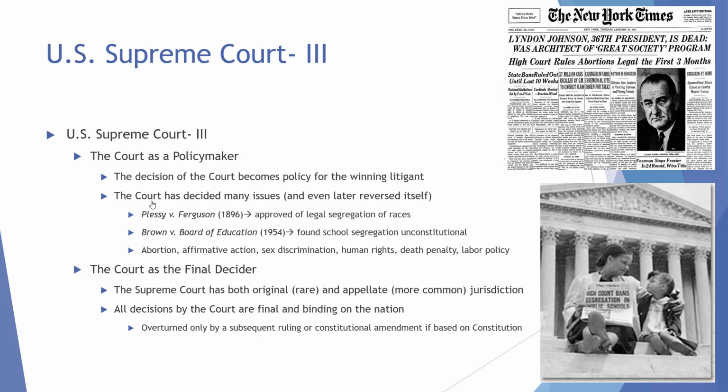So all decisions by the court are binding on the entire country, and they're final. The only way you can overturn a constitutional decision, now if it's a statutory decision, it's a little bit different. So if the Supreme Court makes a ruling that they say is based on the U.S. Constitution, there are two ways that can be overturned: a constitutional amendment or a subsequent decision. There have been only 4 or 5 times, depending on how you count it, when a Supreme Court decision was reversed by a constitutional amendment.